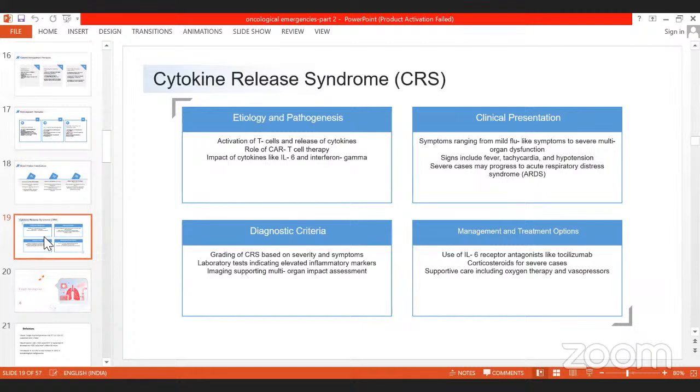There are various diagnostic criteria for CRS, and management is by giving anti-interleukin 6 therapy like tocilizumab and corticosteroids. Corticosteroids are the first step. Later on, if the patient is refractory to corticosteroids, oxygen therapy, and vasopressors, then we go with tocilizumab.